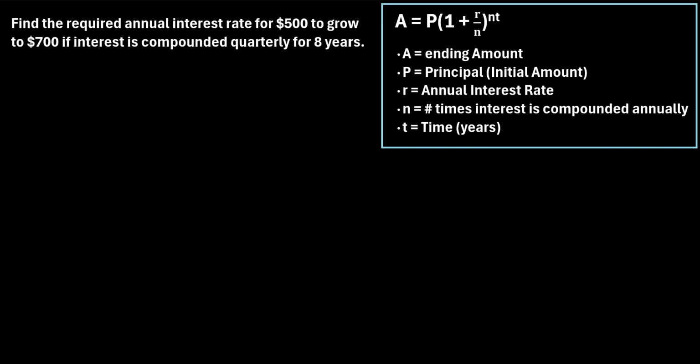This problem says find the required annual interest rate for $500 to grow to $700 if interest is compounded quarterly for 8 years. So to solve this problem, we can use the compound interest formula, which is right here.